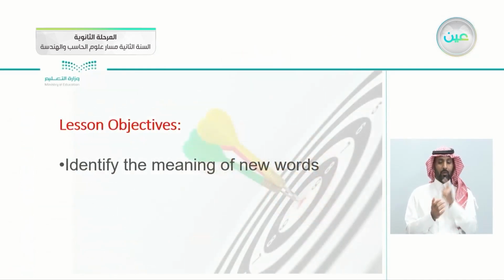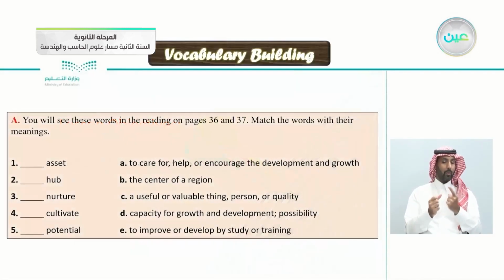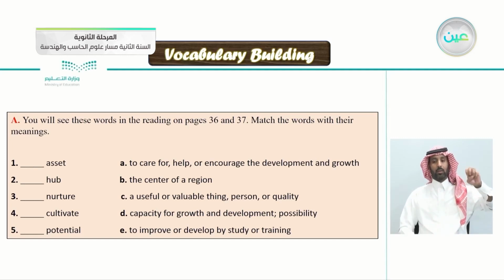So moving to today's lesson, today's objectives: identify the meaning of new words, the vocabulary building here. You will see these words in the reading on pages 36 and 37. Match the words with their meaning. So we have 5 words and 5 meanings here, and we will be matching them together with the correct meaning. Asset, hub, nurture, cultivate, and potential.